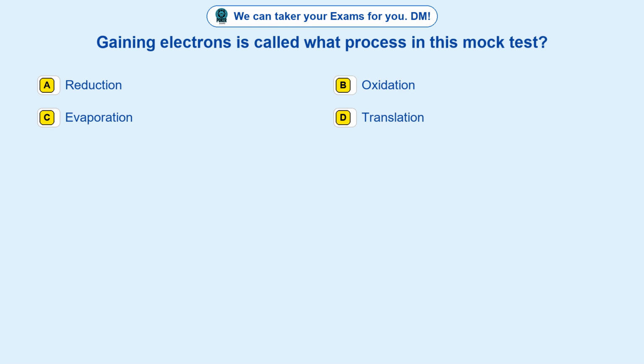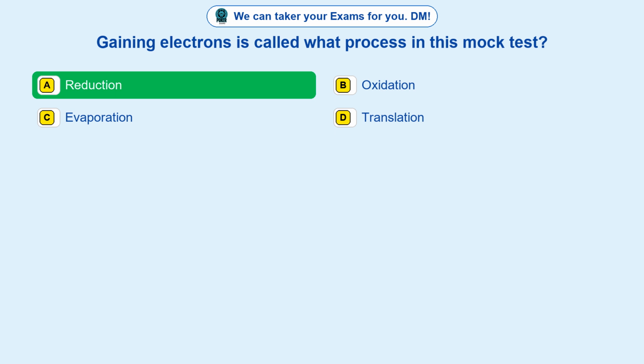Question 44. Gaining electrons is called what process in this mock test? Option A, reduction. Option B, oxidation. Option C, evaporation. Option D, translation. The correct answer is option A, reduction.